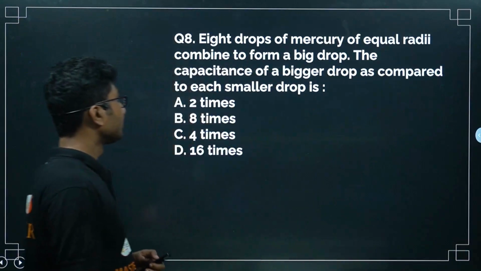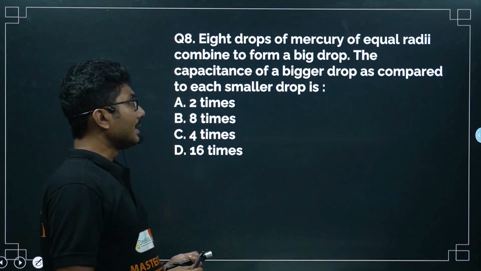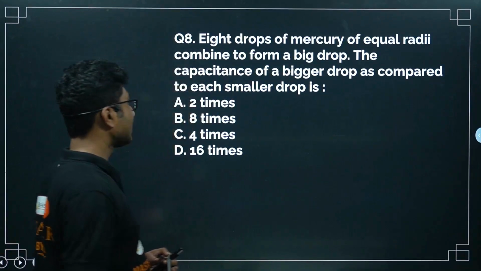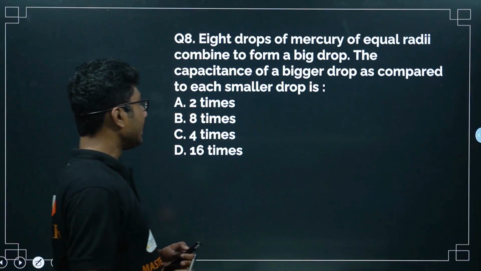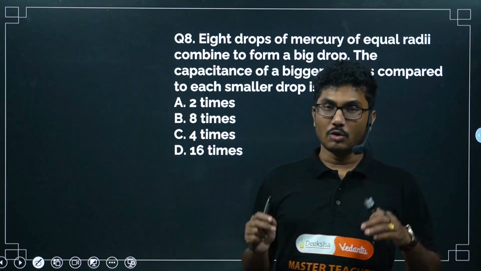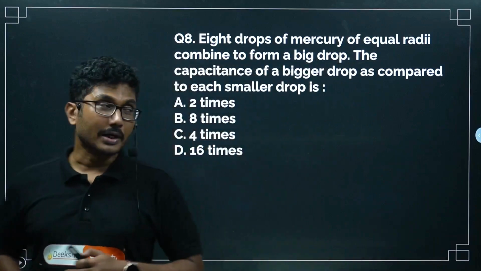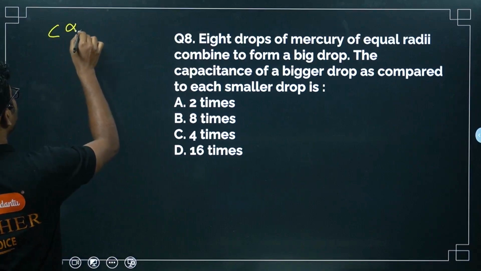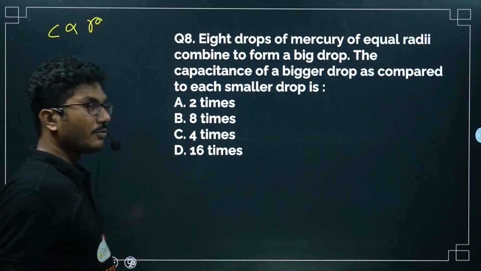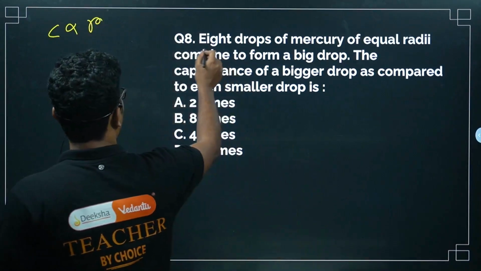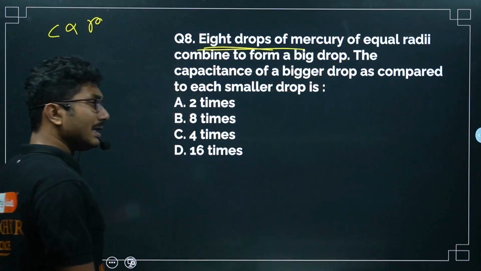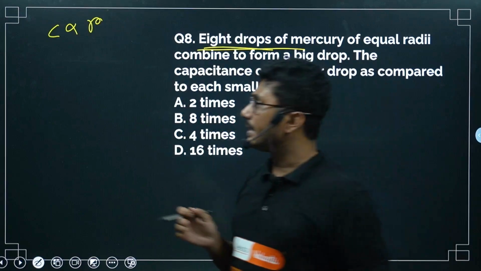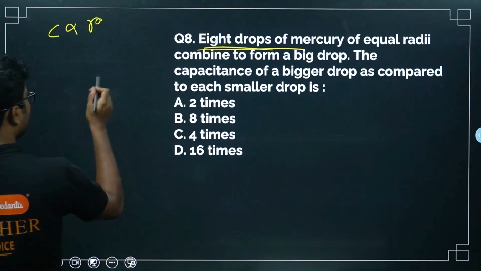Now, 8 drops of mercury of equal radii combine to form a big drop. The capacitance of the bigger drop compared to each smaller drop is? This part is no longer part of your KCET syllabus, but you should know that capacitance of a sphere is directly proportional to its radius, and when 8 drops of mercury combine, they form a bigger drop which has a radius double that of the initial small drops.